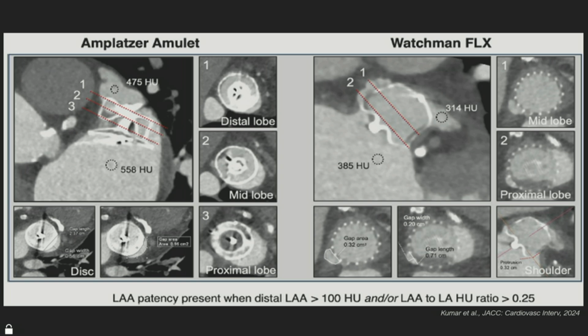Or if your left atrial appendage ratio, so the ratio of the Hounsfield units of the region of interest in the left atrial appendage compared to the left atrium, is less than 25%, then we can confidently say that there is no evidence of leak and there's complete occlusion.